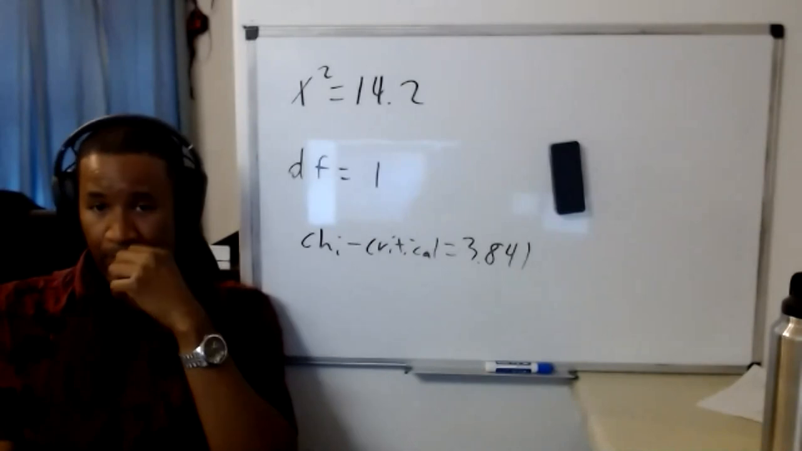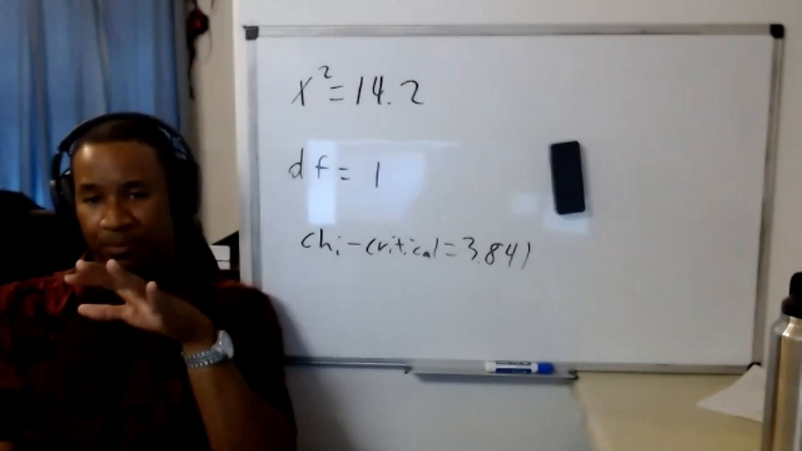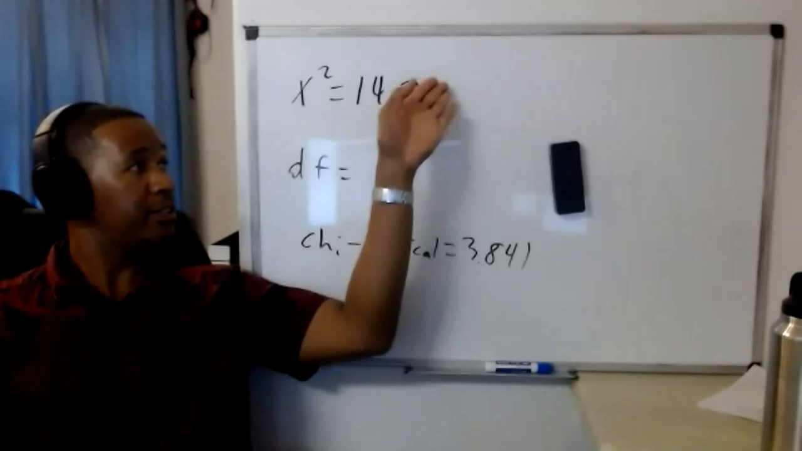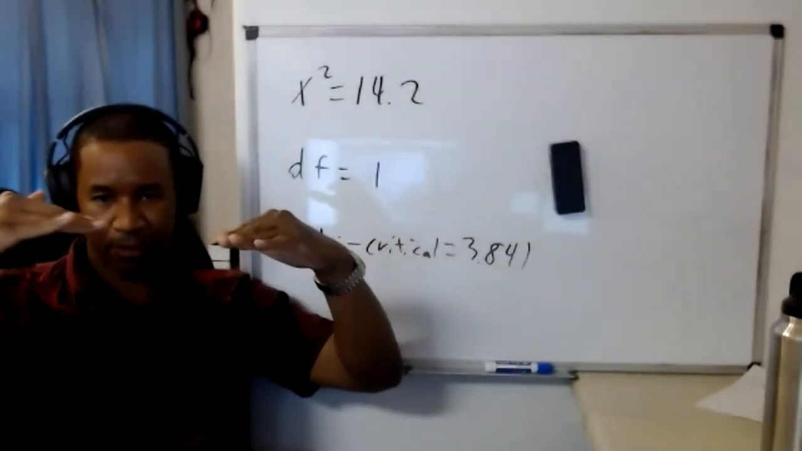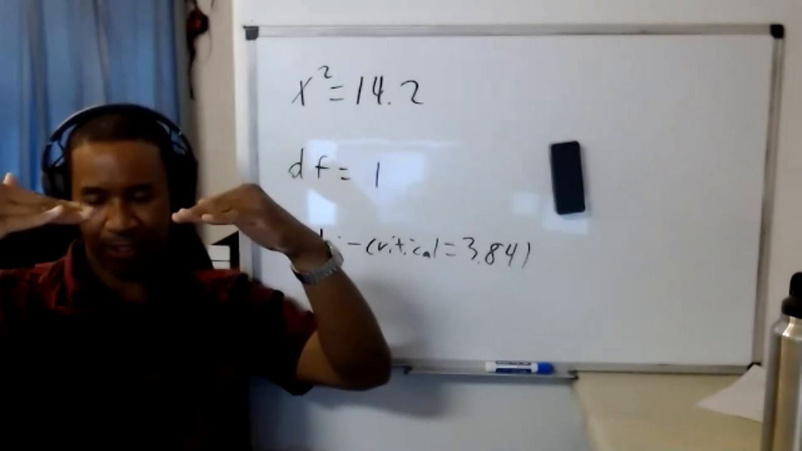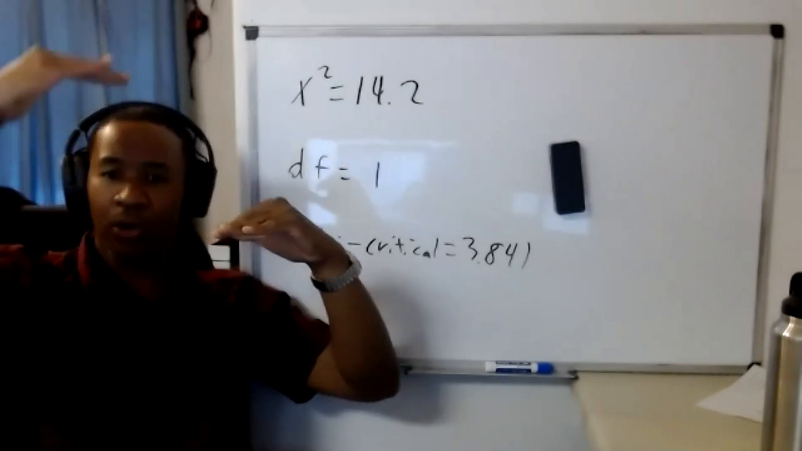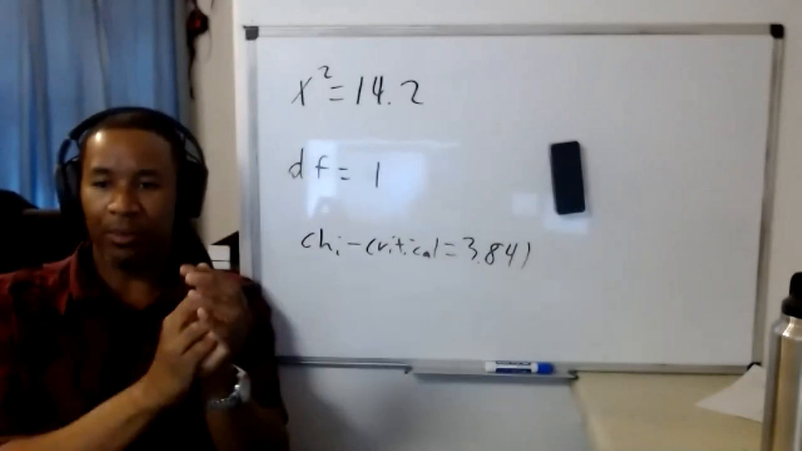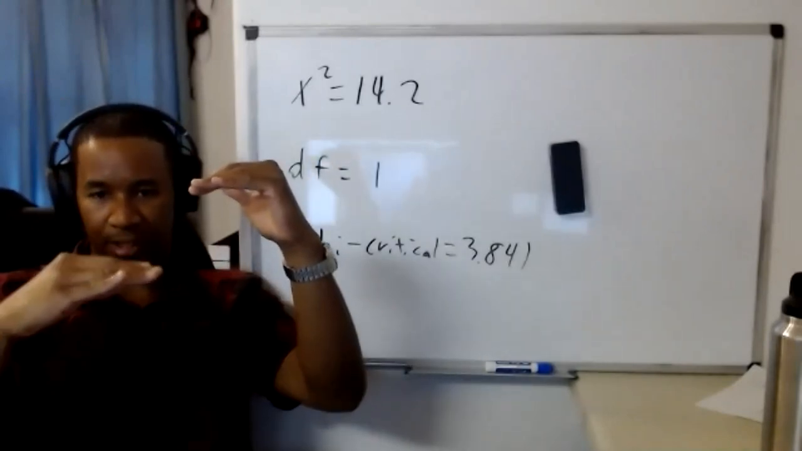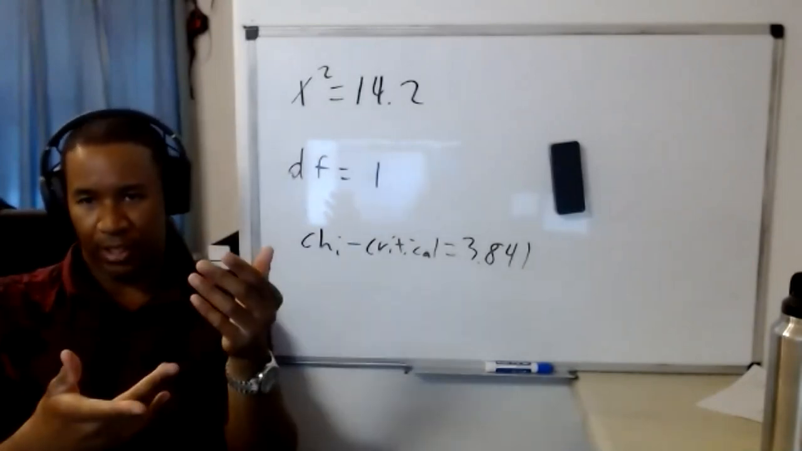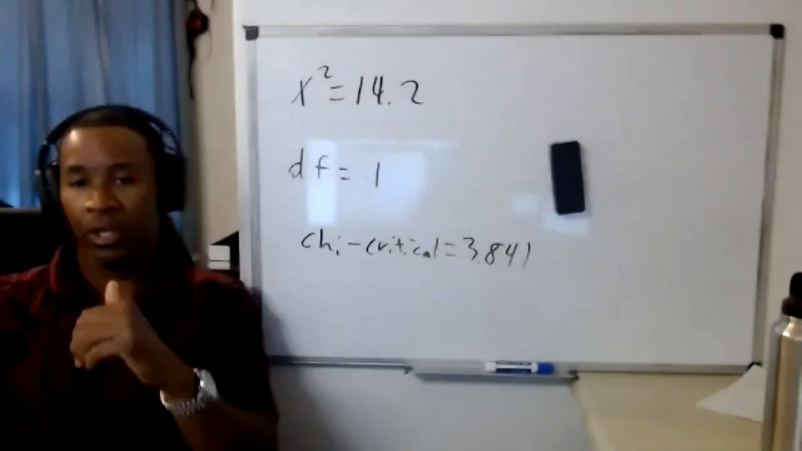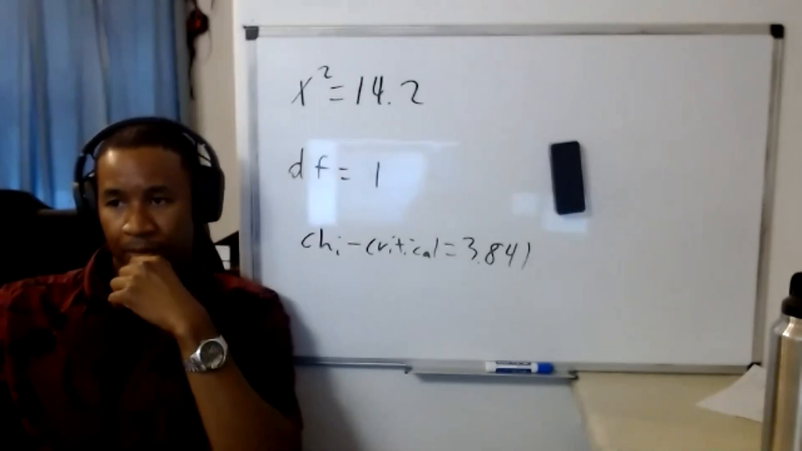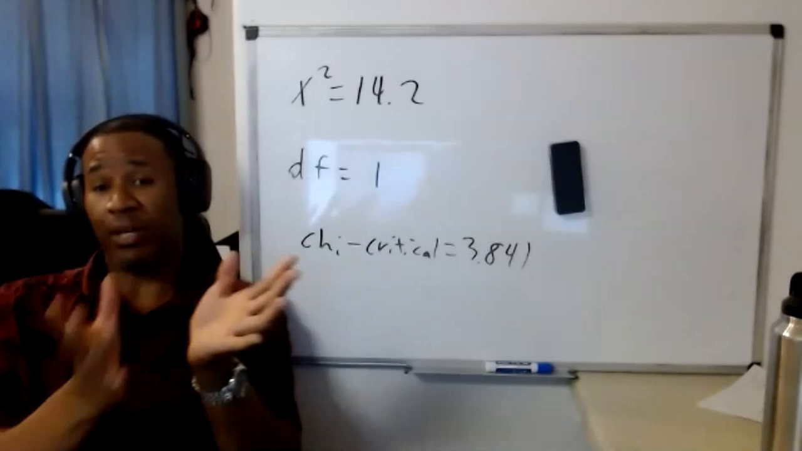Remember, this is our chi-square statistic, which is 14.2. What we're trying to do is get our chi-square statistic either at or above the chi-critical value. If it's at or above, we reject the null hypothesis. If our chi-square statistic is below the chi-critical, we fail to reject. Since this number is bigger than this number, do we reject the null hypothesis or fail to reject? We reject. Good. That's for the 0.05 alpha level.